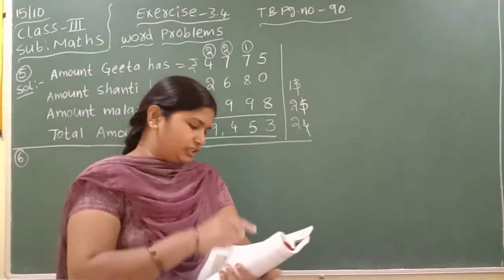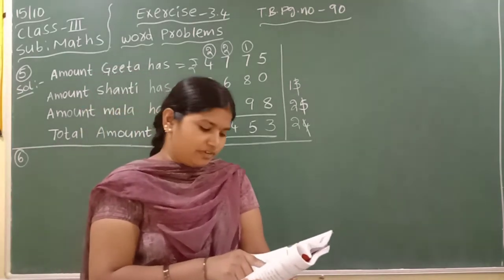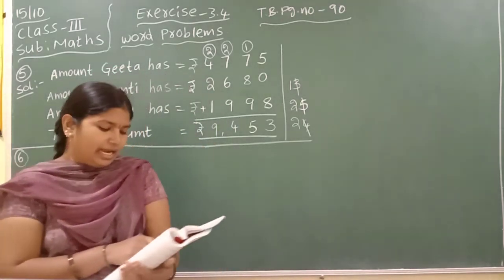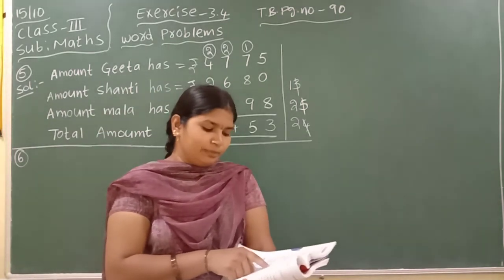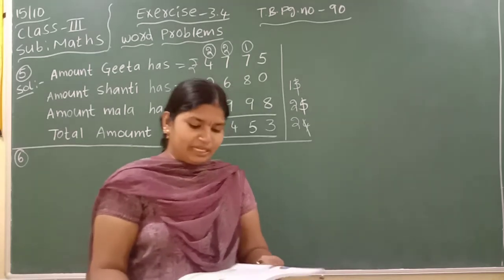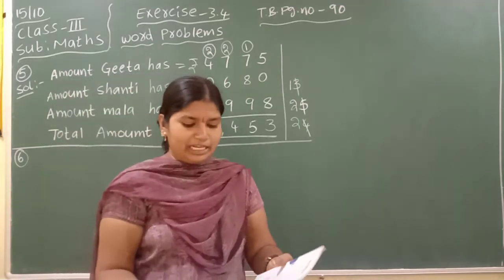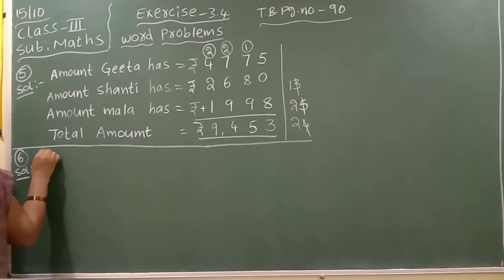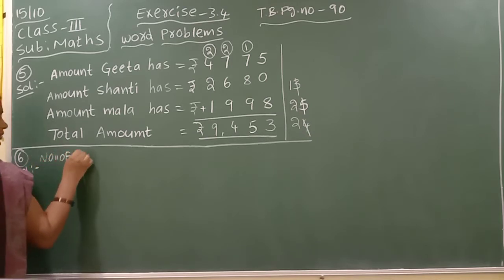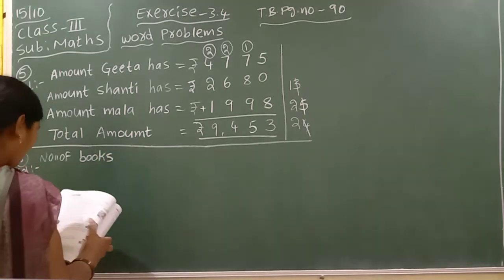That is the sixth question. The public library bought 2,947 books from the Delhi Book Fair and 5,050 books from the World Book Fair. How many books in all did the library buy? Okay. So, the number of books bought from the Delhi Book Fair. Here the first step: NOOF is nothing but number of books. Number of books bought.